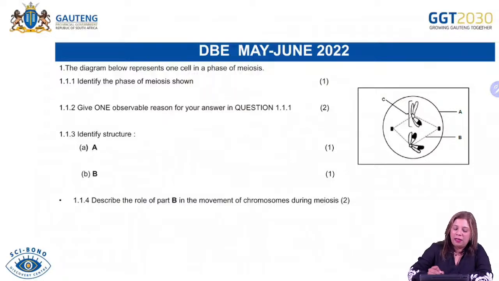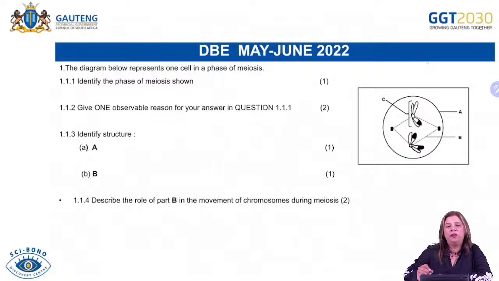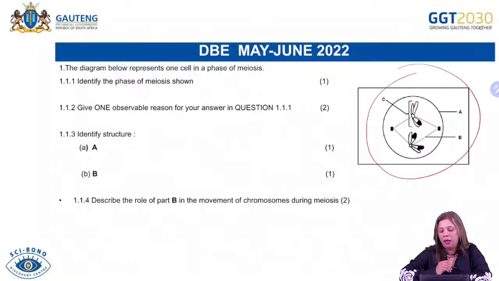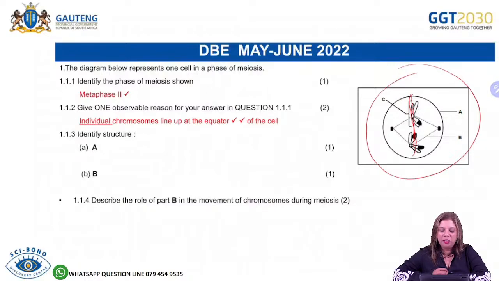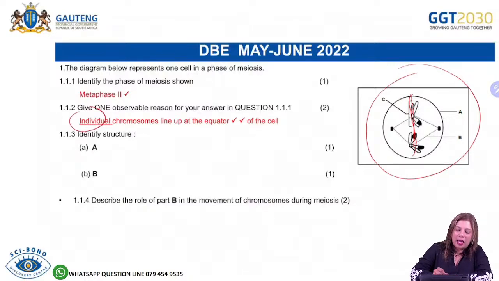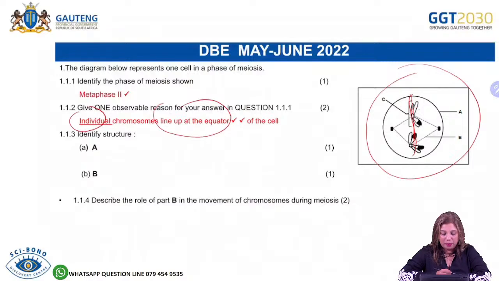They ask you here, identify the phase shown. Now, before you even look at the questions, you must look at the diagram. If you look at the diagram, you will see that something is happening here by the equator. I already know it's something to do with metaphase. But I know it's either metaphase 1 or metaphase 2. But because it's a single arrangement of chromosomes, I already know that the answer would be metaphase 2. One observable reason, I have just highlighted that it's individual chromosomes that line up at the equator.